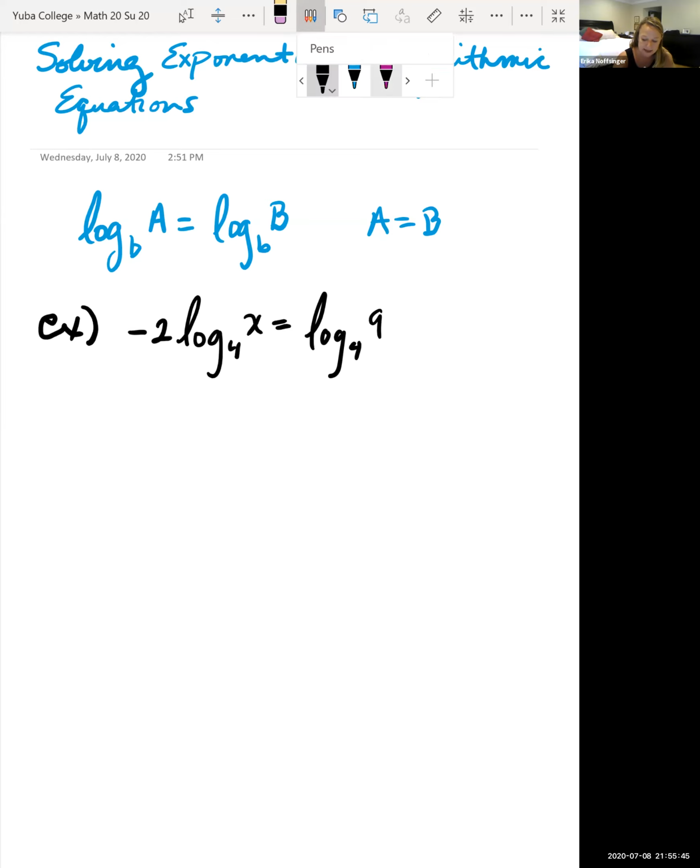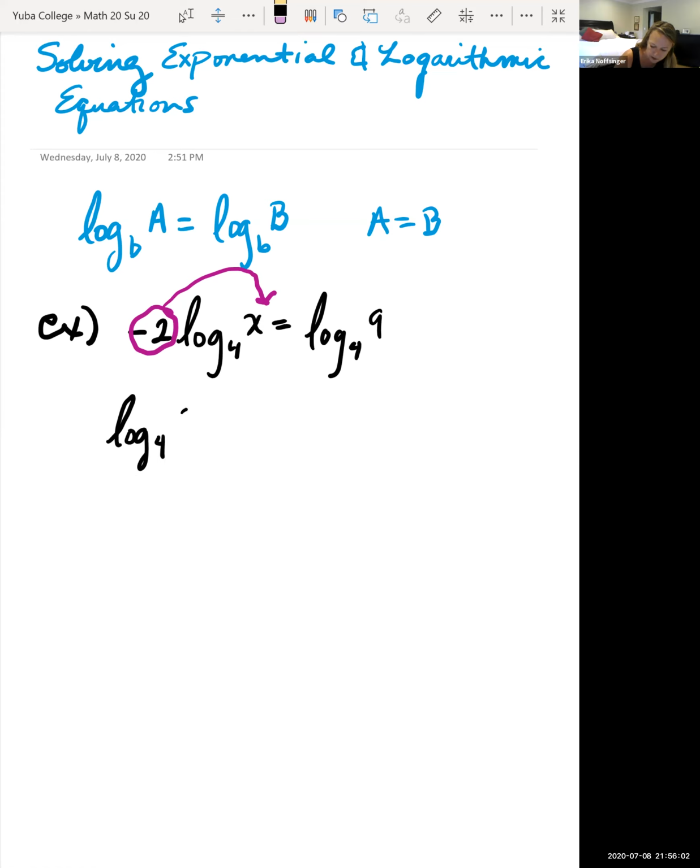We can rewrite it as an exponent. So let's move this up as an exponent of x. And so doing that, we now get log base 4 of x raised to the -2 power equals log base 4 of 9. So by this rule above, we have x to the -2 power equals 9.